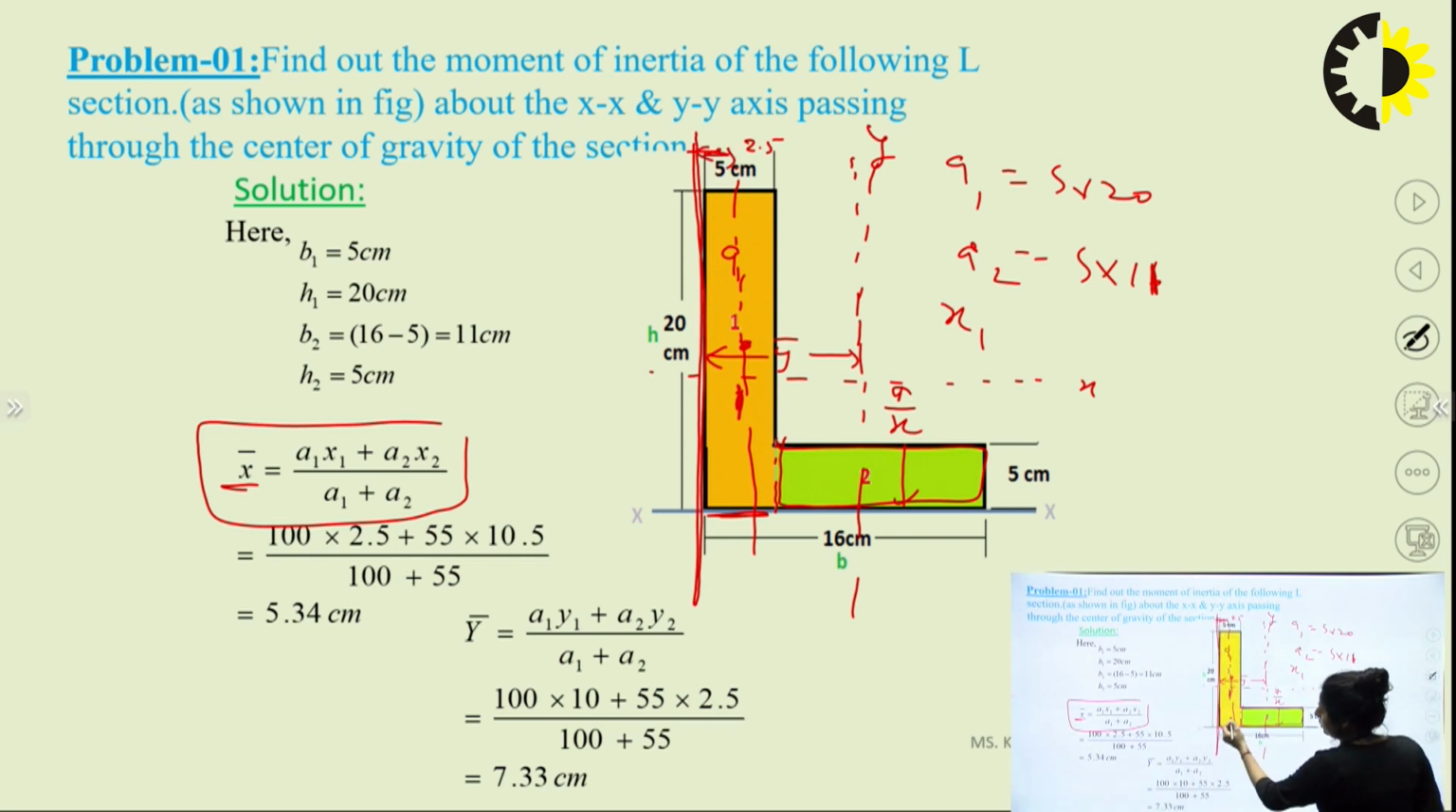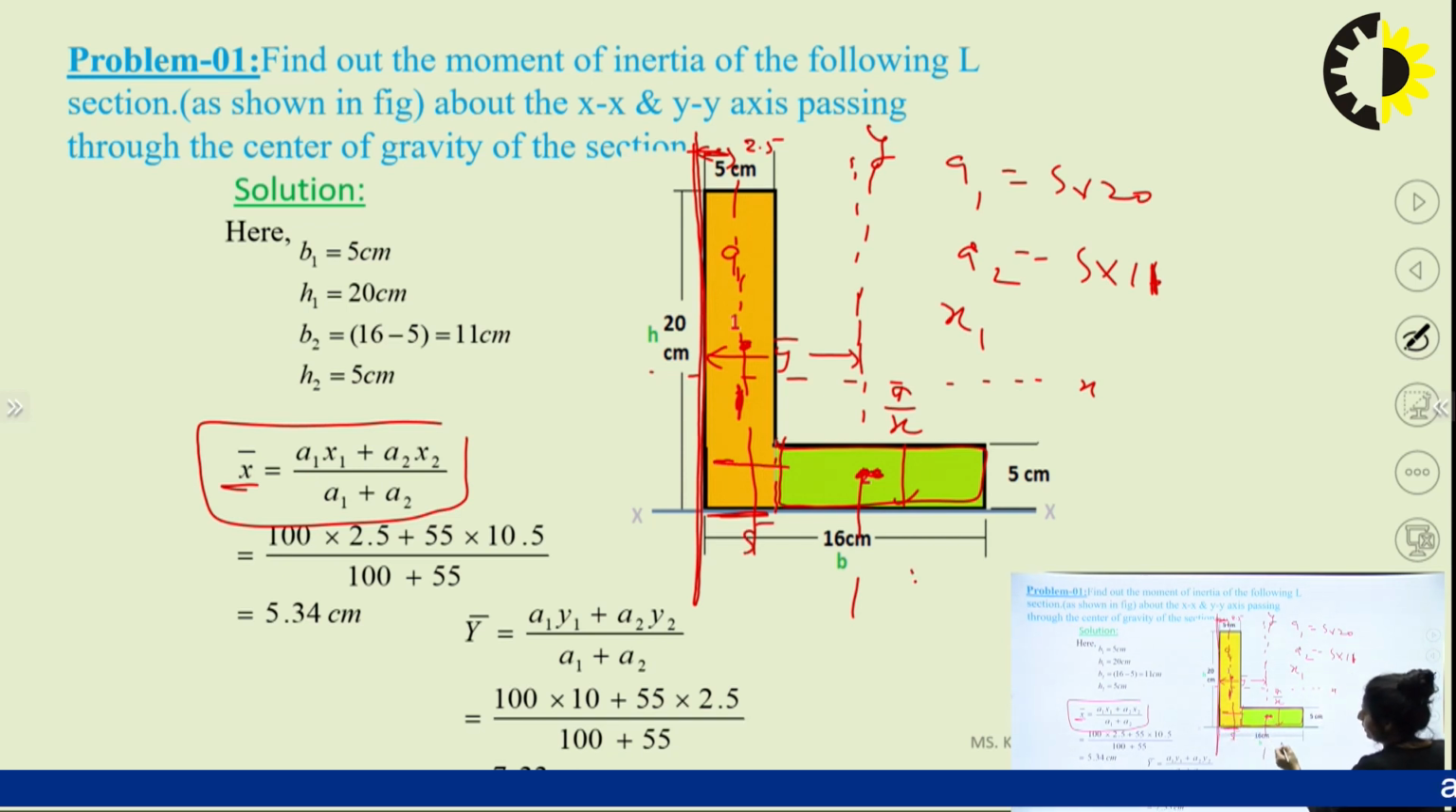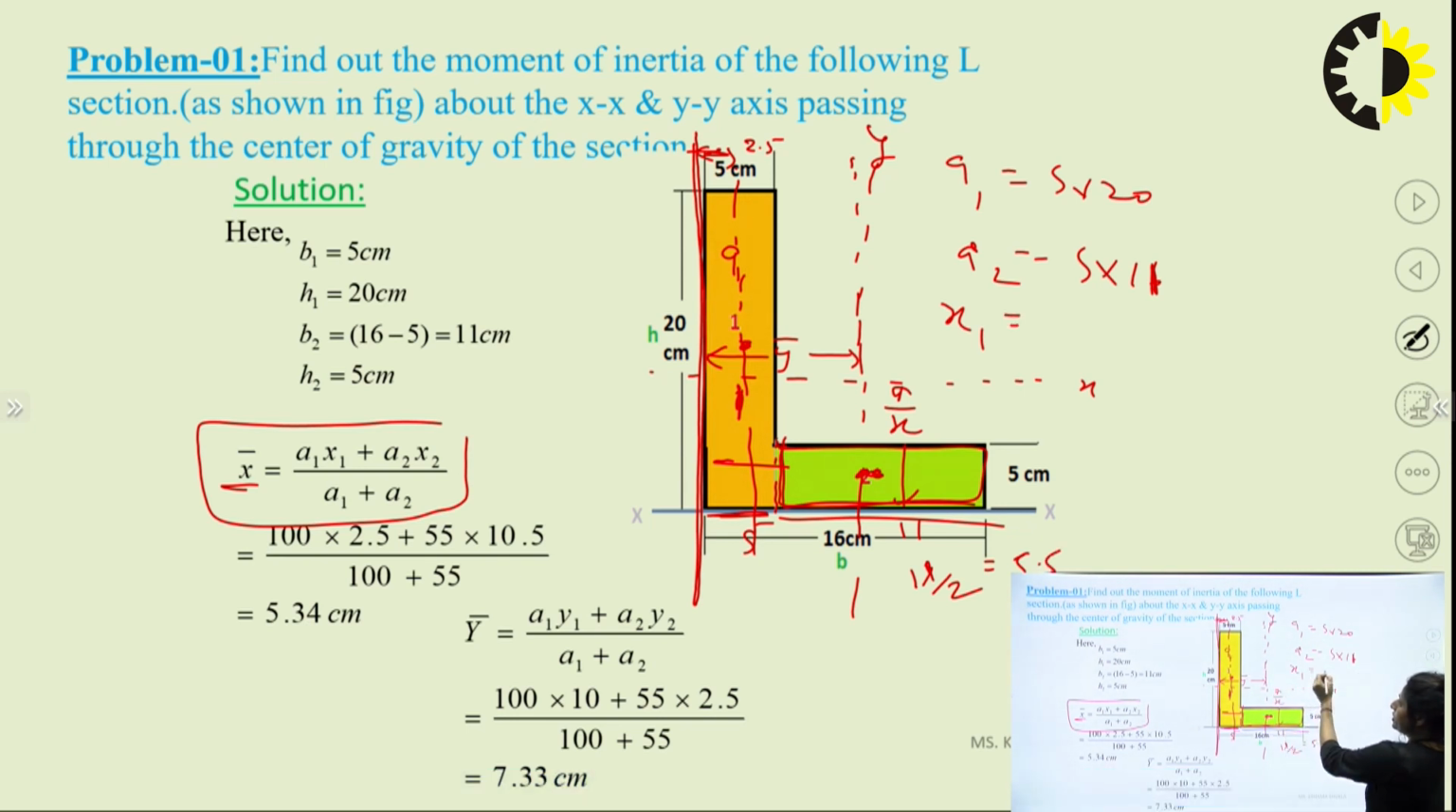And this is our CG for this section. I can say this value is 5, and then 11 by 2, since this section is 11. This dimension is 11, 11 by 2 is 5.5, add 5.5 plus 5, this is 10.5. So I can say that the value of x2 is 10.5 and x1 is 2.5, right? I think it is very easy. This is our reference axis.